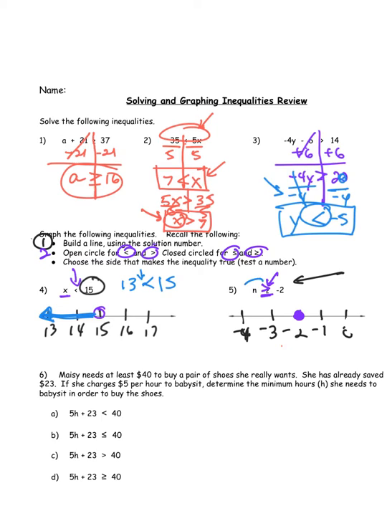Step 3 asks me to choose the side that makes this true. So I need all of the numbers that are bigger or larger than negative 2. So if I tested, say, 1, for example, 1 is greater than negative 2. Any positive number is bigger than a negative number. So I'm going to darken in this side of the line.